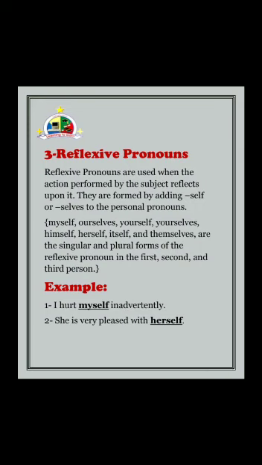Here we have two examples. Number one, I hurt myself inadvertently. Here myself is a reflexive pronoun which is reflecting I. In number two, she is very pleased with herself. Here herself is a reflexive pronoun which is reflecting she.